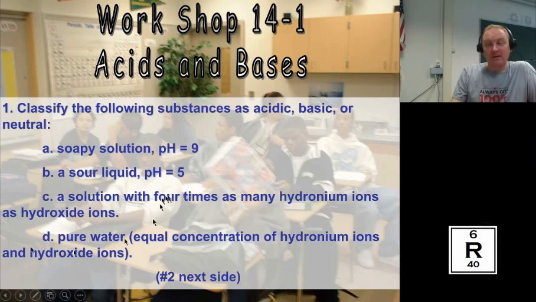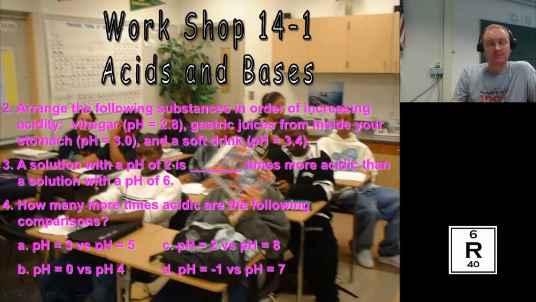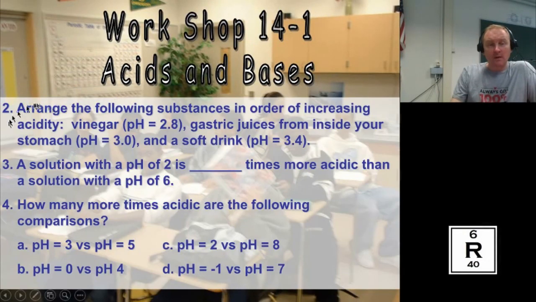All right, the next question, number 2. Arrange the following substances in order of increasing acidity. We've got vinegar, gastric juices, stomach acid, and soft drink. So we've got these values here. Put them in order of increasing acidity. So remember, is it getting more acidic if the number is getting greater, or is it getting more acidic when the number is getting smaller? So put those in order based off of acidity.